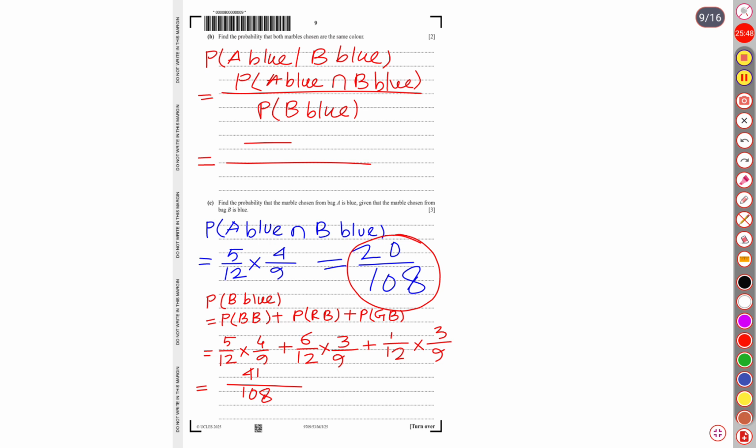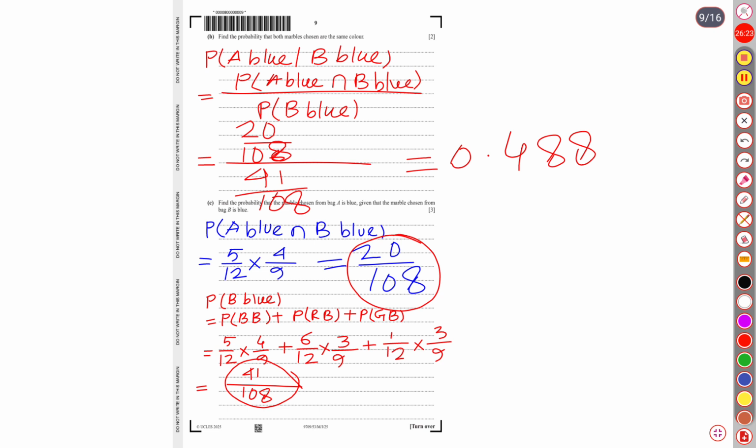So we will write 20 over 108. And if the condition is only that the second marble should be blue and there is no question about the first marble, the probability is going to be 41 over 108. So finally, if we divide 20 by 41, it is going to be 0.488. So that is what the final answer to this question is.